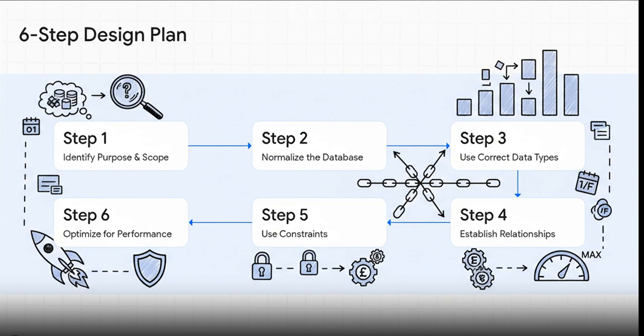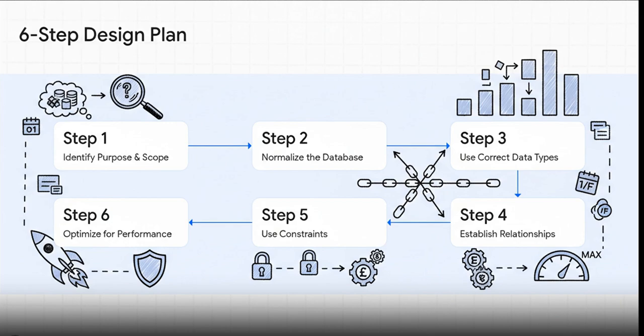Step one, you have to identify the purpose. What are you even doing? Tracking inventory? Managing user profiles? Step two, you normalize the data. This is a fancy way of saying you organize it to cut down on repeating yourself and to keep it clean. We'll talk more about that in a minute.